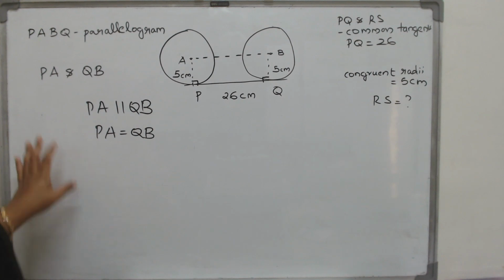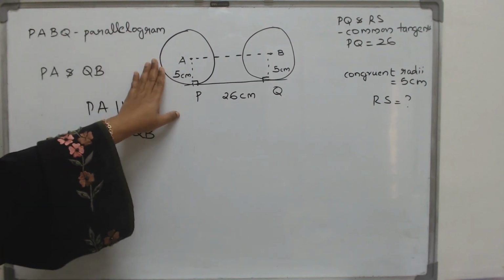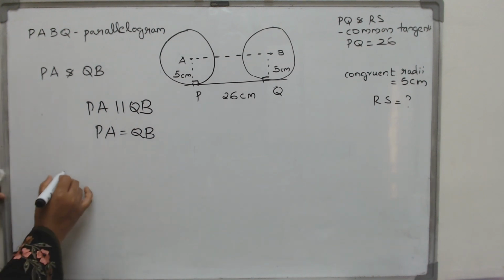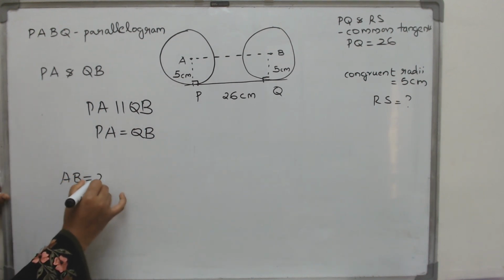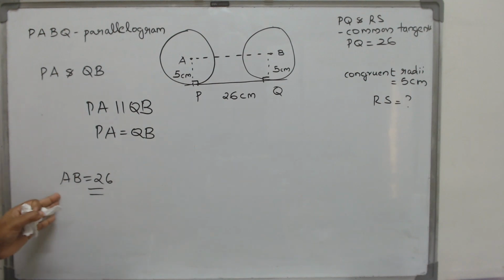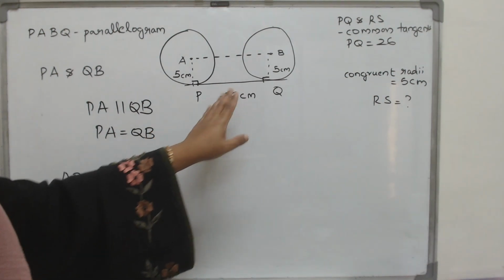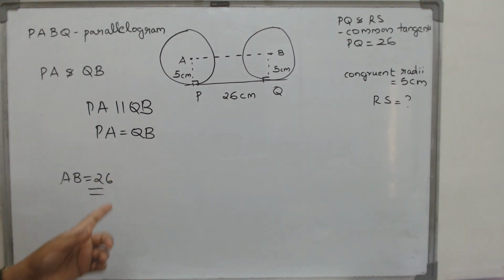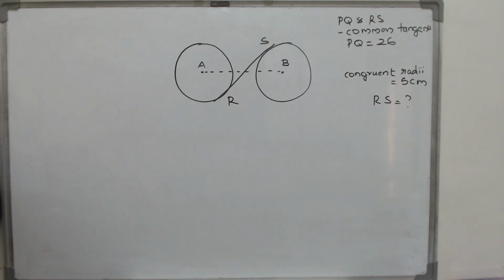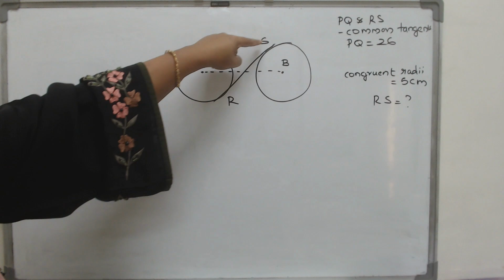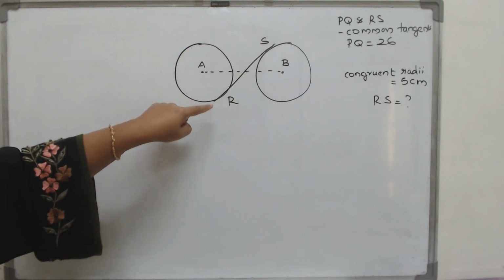And then once we have established that it is a parallelogram, then what? Opposite sides are equal, which means AB is equal to 26 centimeters. That is what we needed to find. Now this PQ has served its purpose. I will remove it and put the other common tangent in its place. So what is our question? What are we looking for? We needed to find the measure of this common tangent RS.